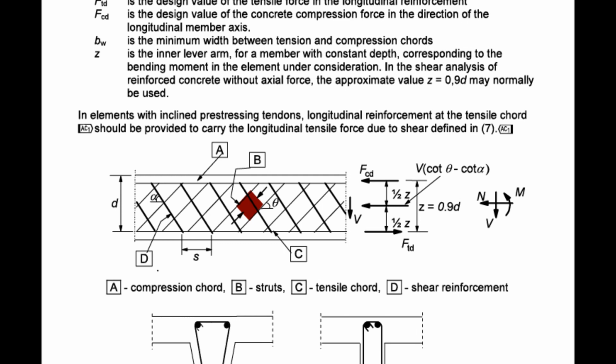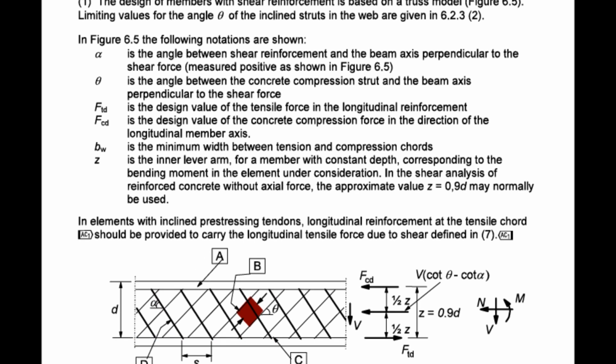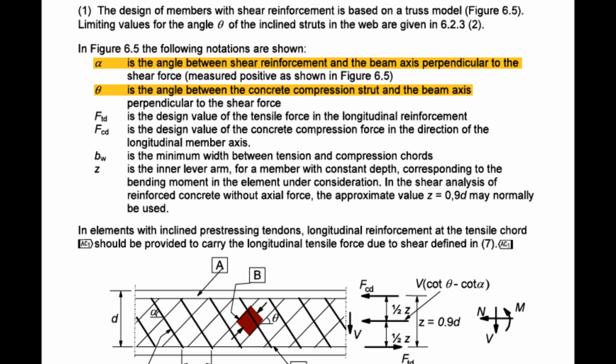If we enlarge the diagram, we can see that theta is the angle of failure due to a combination of shear force, axial force, and moment. When the crack line is formed in parallel with strut line B in the picture, this means the angle of failure is the angle between a compression strut and the beam axis. And alpha stands for the angle between a shear reinforcement and beam axis. If you scroll up, there's a definition for alpha and theta.